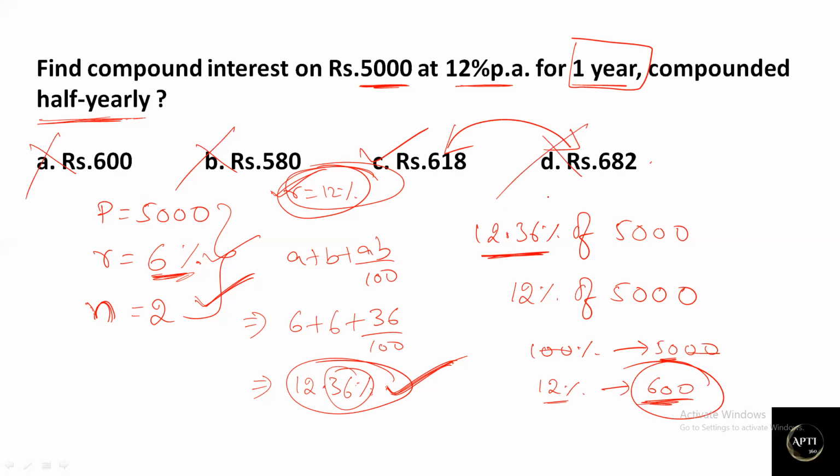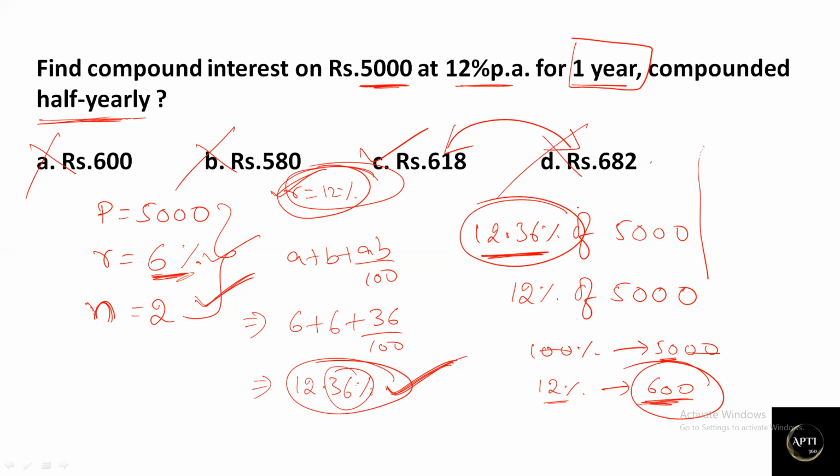So in this way also you can directly check with the options and calculate. Sometimes, not all times, we can expect options like this. Sometimes they will give you 618, 620, 610 in the options. At that time, there is no way but to calculate using the exact method.